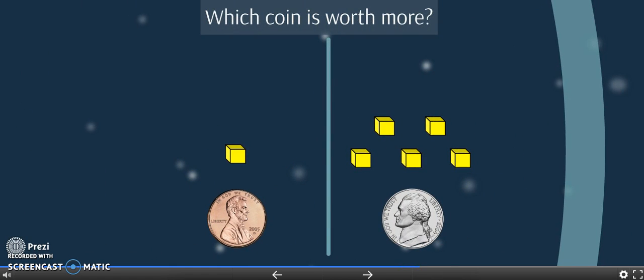Which coin is worth more here, the penny or the nickel? The penny is worth 1 block, and the nickel is worth 5 blocks. So the nickel is worth more.